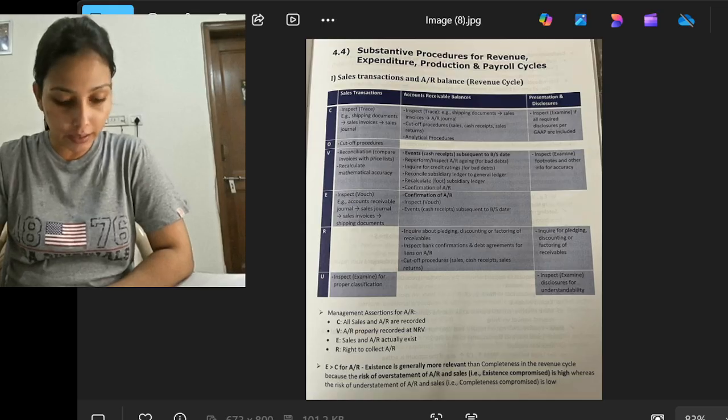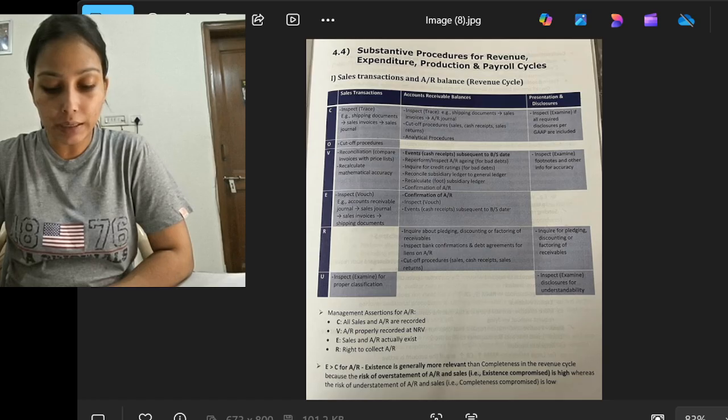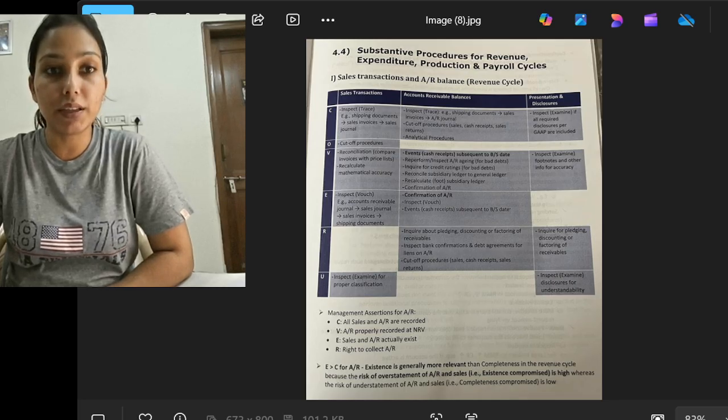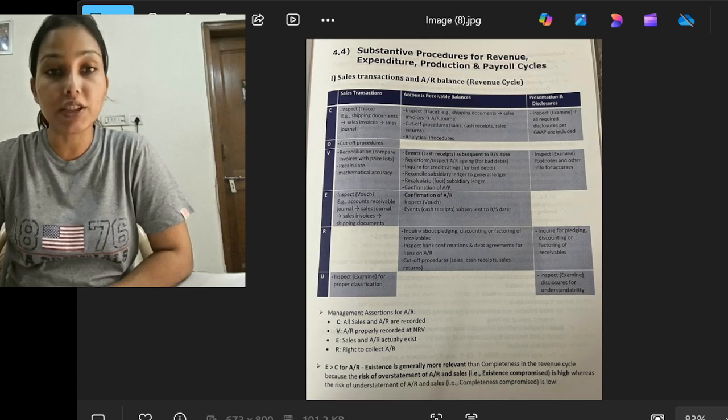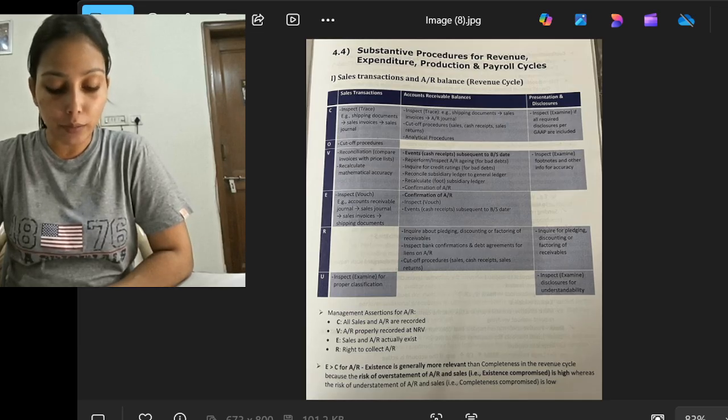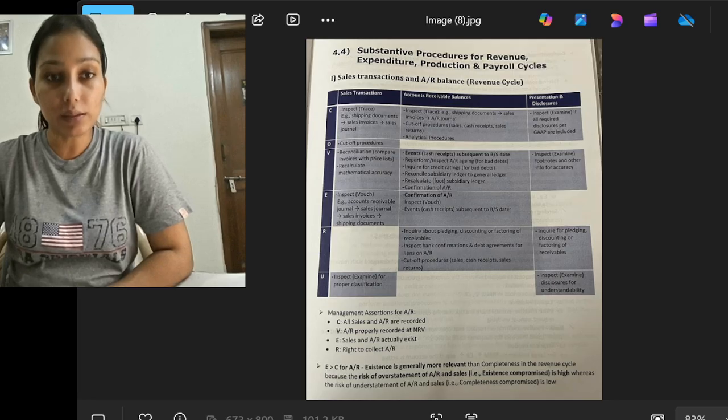So if we talk about the completeness, we check the completeness in sales, accounts receivable, and presentation and disclosures. Under sales, we inspect or trace the shipping documents such as sales invoice and sales journals to ensure the completeness. Similarly, we perform the cutoff procedures for the sales.